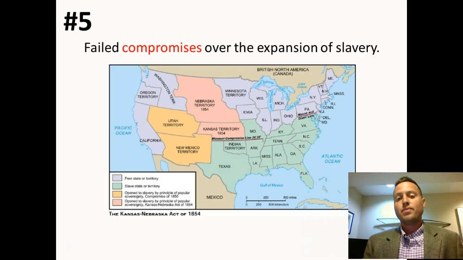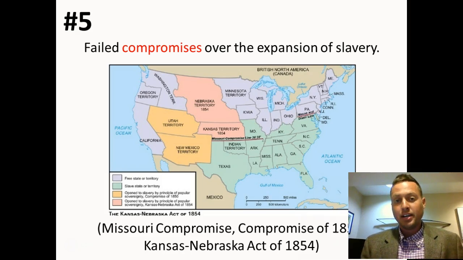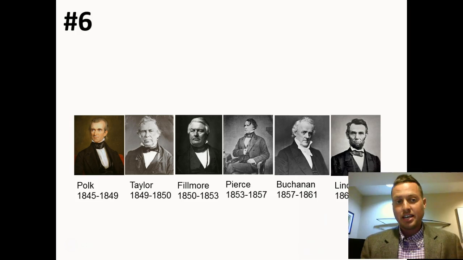Here's another one, like we talked about. Failed compromises over the extension of slavery. So we're talking about the Missouri Compromise, the Compromise of 1850, the Kansas-Nebraska Act. All of those failed to bring an end to the issue of slavery.